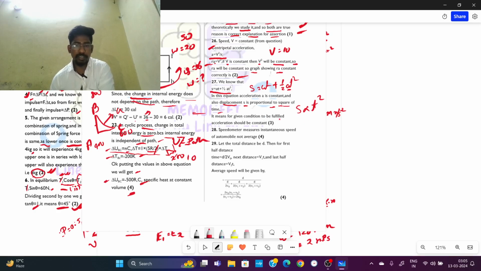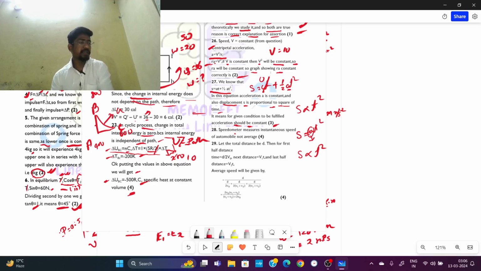It means for the given condition to be fulfilled, acceleration should be a constant, right? If the initial velocity is u equals 0, therefore s will be equal to half at square. And if half a is constant, therefore s will be proportional to t square. Therefore, we can say the acceleration should be constant. Therefore, option 3 is correct. Right? Now moving on to question number 28.